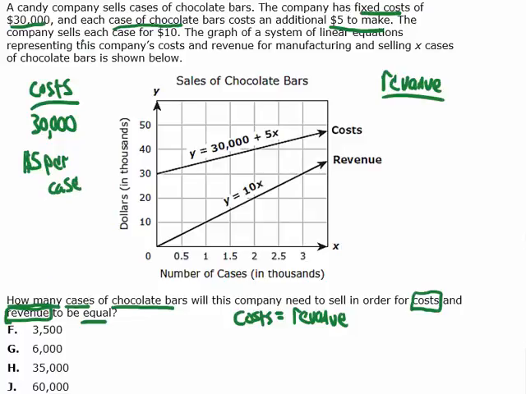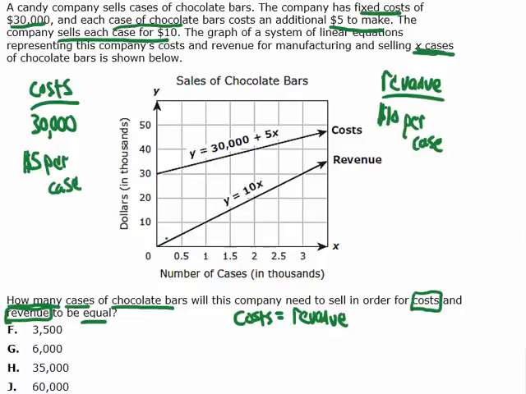All right, the second one, let's see what else it tells us. The company sells each, oh, okay, great. They're selling the case for $10. So $10 per case is how much they earn. The graph is a system of linear equations representing this company's costs and revenues for manufacturing and selling X cases of chocolate bars. So X represents the number of cases of chocolate bars, as shown below.